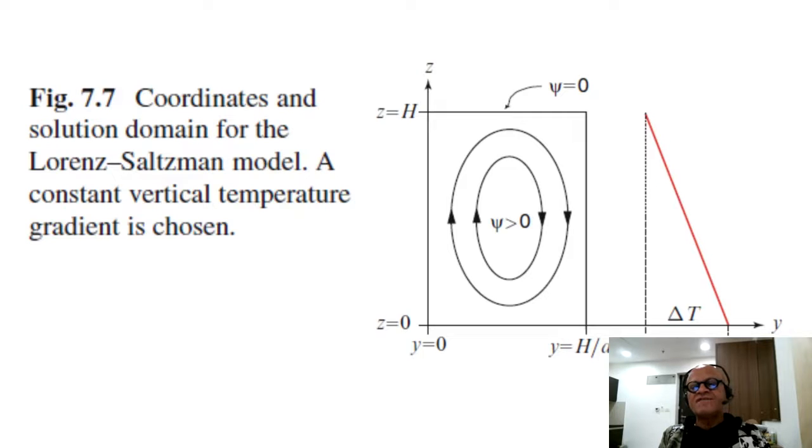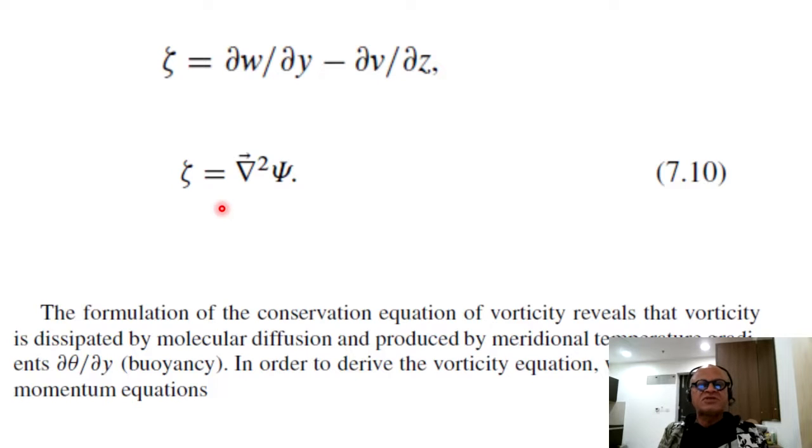And to make life easier, it's assumed that the stratification is stable and given by this delta theta going from theta 0 at the surface to theta 1 at the top of the domain that we are looking at. Okay, so the derivation of the equations themselves is rather long.